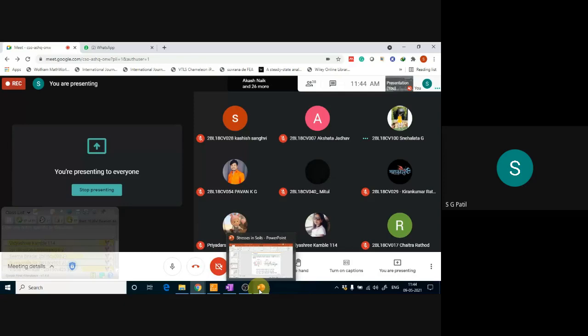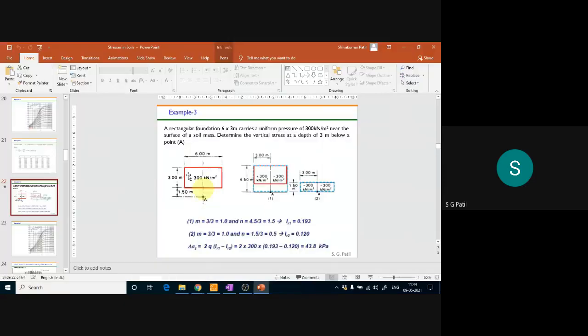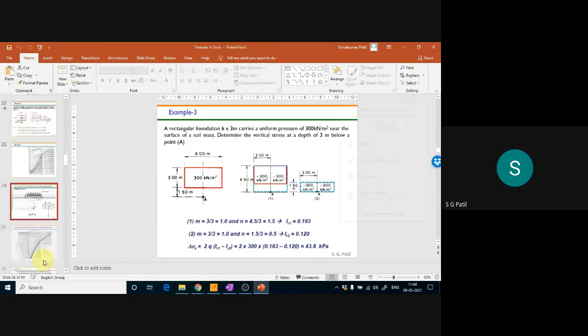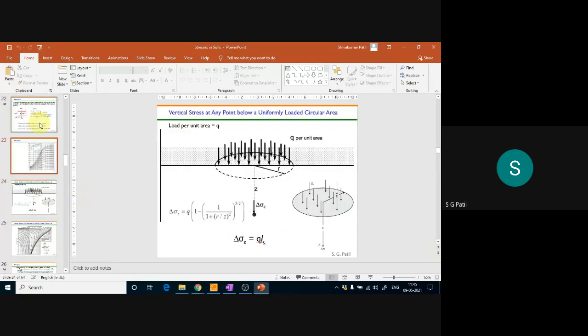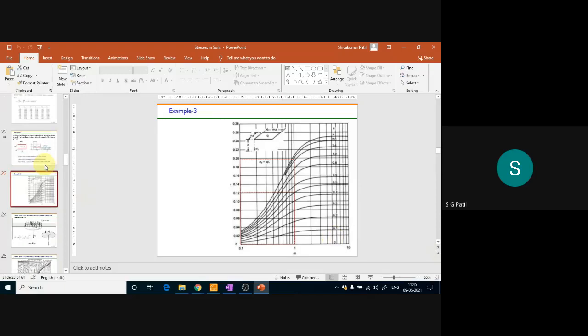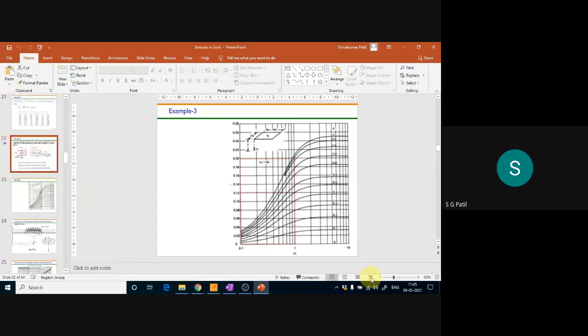I will take up this problem, and then I will stop it here. So this rectangular area, square, circular area, I will discuss in the next class. So let me finish this problem and then we will end up here. Okay, take up this problem.